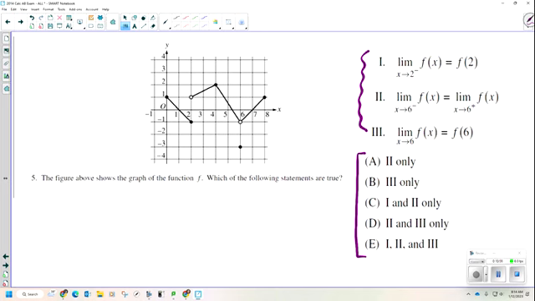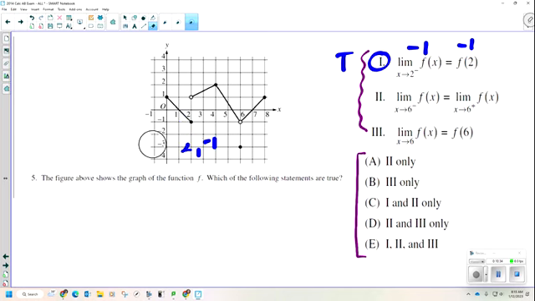So let's look at the first one. We will do this in blue. First one. The limit as x approaches 2 from the left is the same as the point f of 2. Here's 2. As I approach that from the left, there's actually a point here. The limit is -1 on the y-axis, and the actual point is at 2, -1. That's right. So that is true.